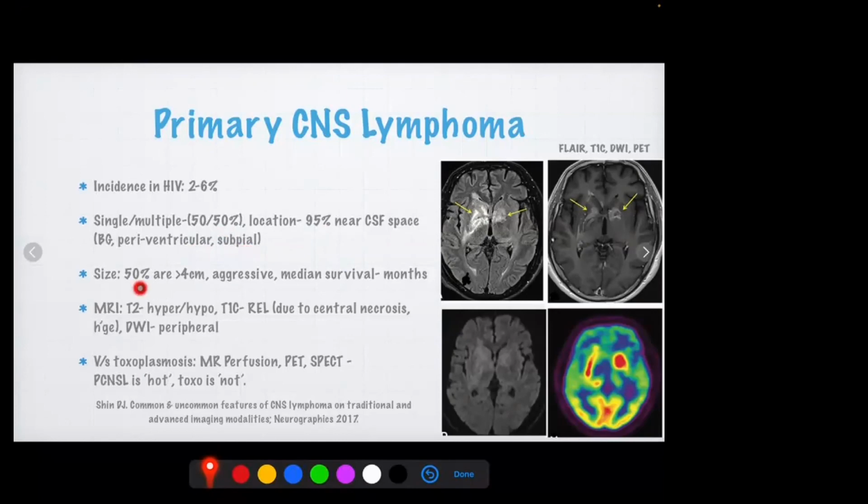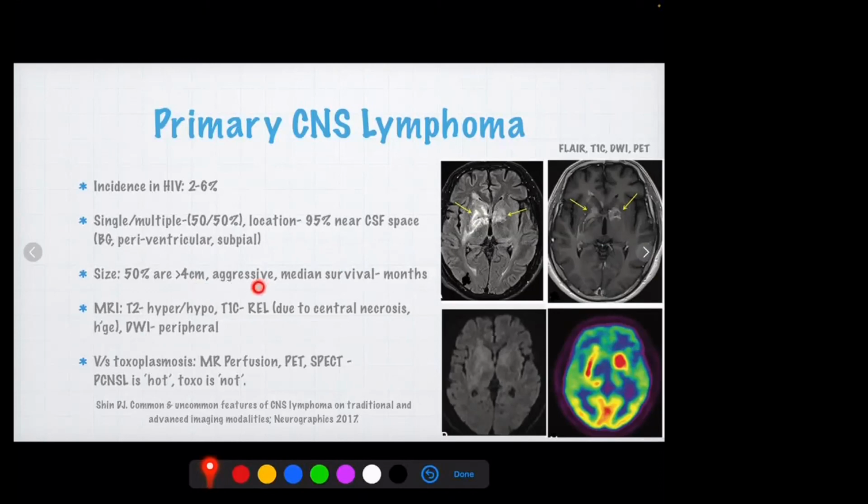The size sometimes is more than 4 centimeters, especially in late presentations. But the most confusing part is the early granulomas, early lymphomas starting in the basal ganglia. Those are lesions which can be easily confused with toxoplasma. But lesions which are more than 4 centimeters in the first presentation are easy to diagnose, and more than 4 centimeters, as well as a single lesion, is less likely to be toxo. And they are quite aggressive.